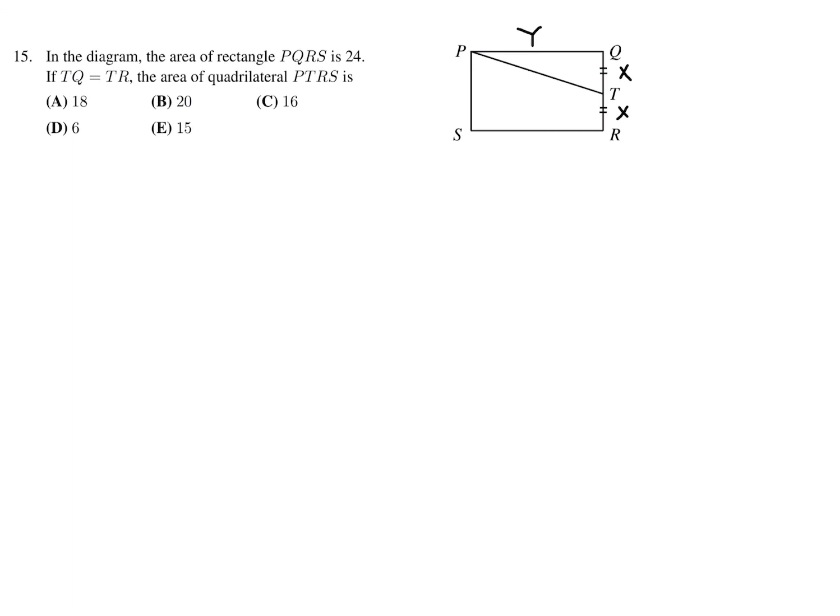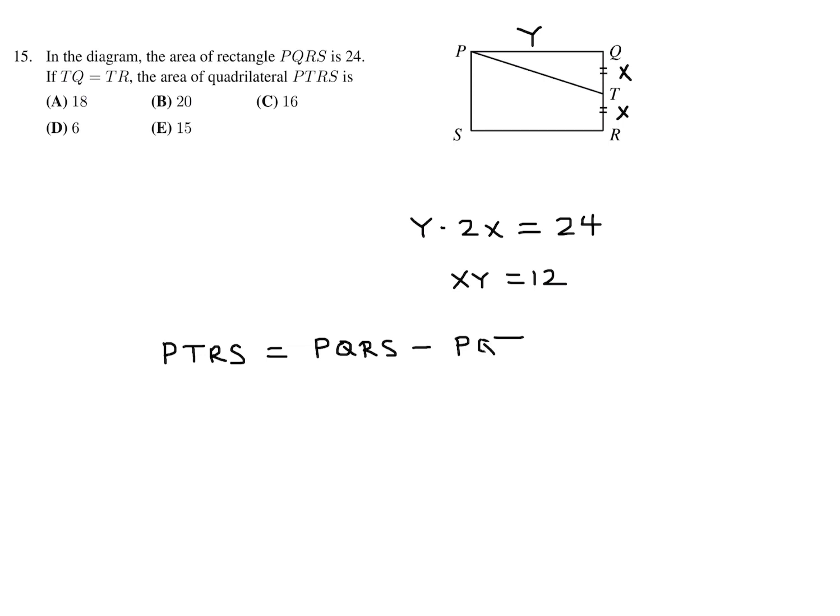All right? So length times width, therefore, would be Y times 2X. And that is how you calculate the area of a rectangle, and that's 24. So therefore, XY is 12. Now they want you to figure out the area of the quadrilateral PTRS. Well, you can figure that out as follows. PTRS would basically be the entire rectangle, PQRS, minus this triangle right there, which would be PQT.